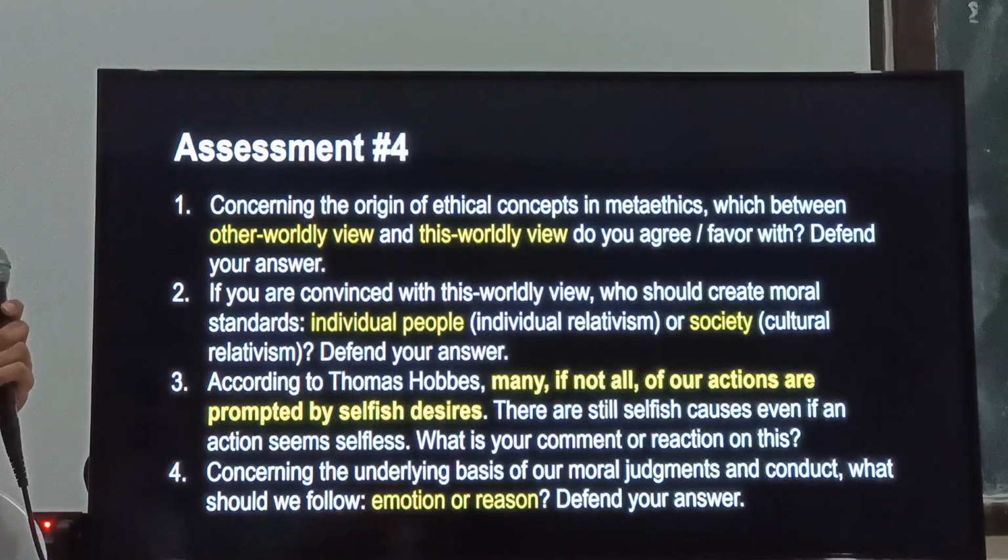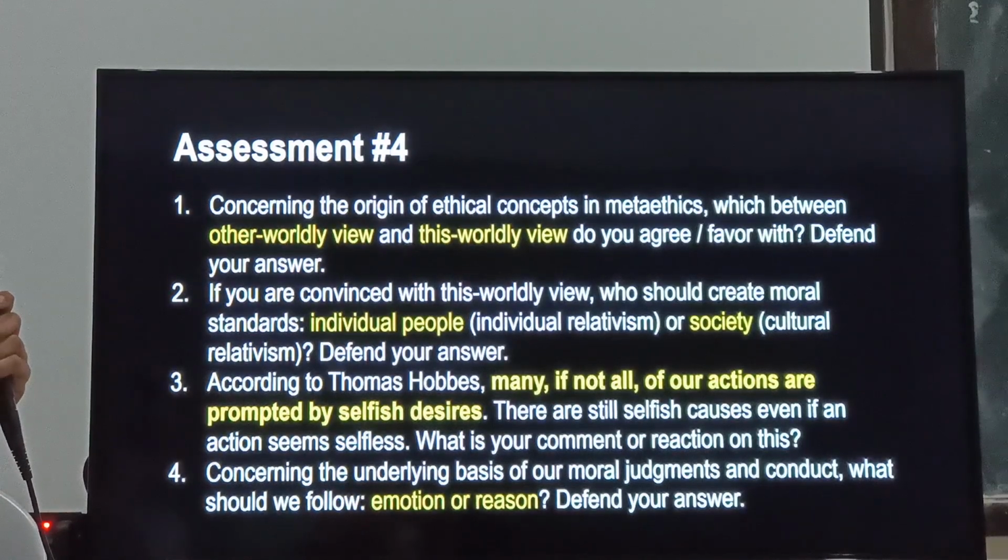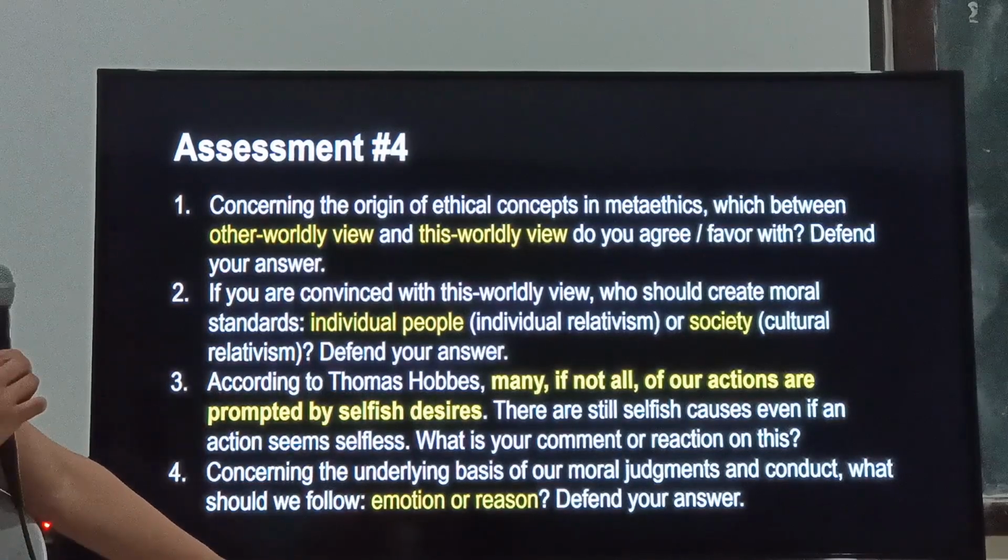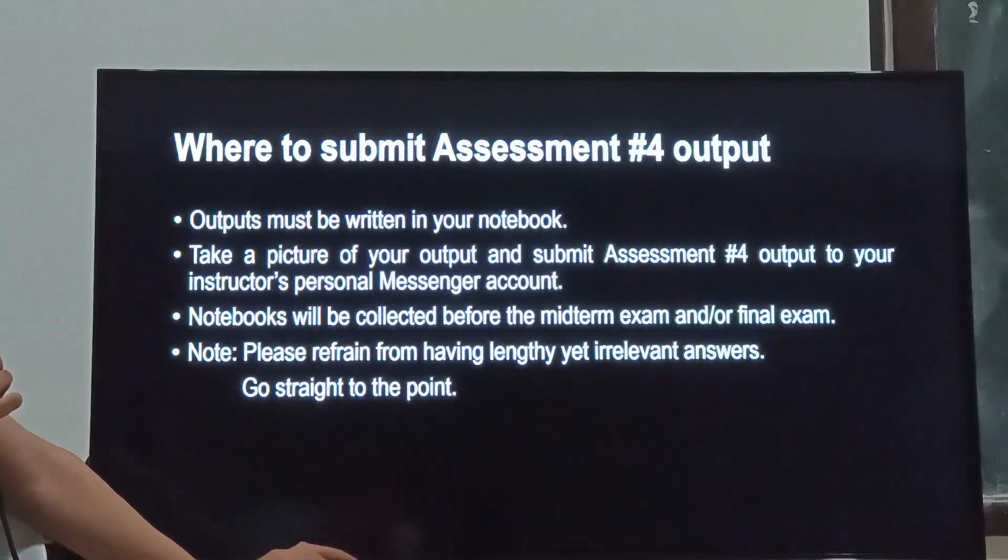According to Thomas Hobbes, many if not all of our actions are prompted by selfish desires. There are still selfish causes, even if an action seems selfless. What is your comment or reaction on this? Last, concerning the underlying basis of our moral judgments and conduct, what should we follow? Emotion or reason? Defend your answer.